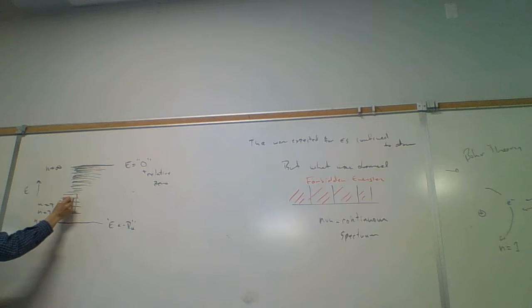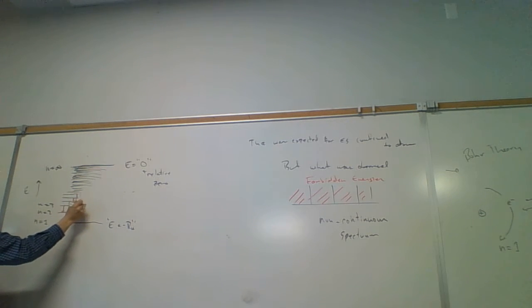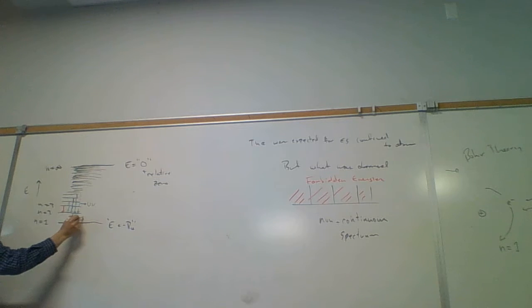Blue line is going to have longer wavelength. Green line will have an even longer wavelength, lower energy. The red line will have the longest wavelength. If we drop from the next floor, then we get UV. This one will emit UV. The same thing from the 2nd floor to the 1st floor is UV also.